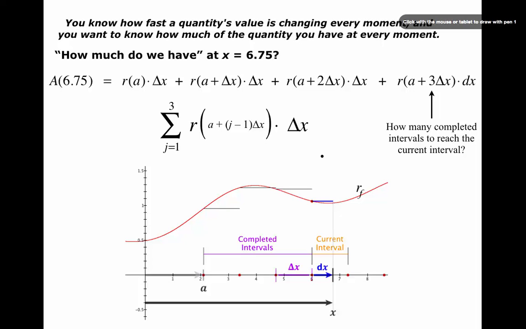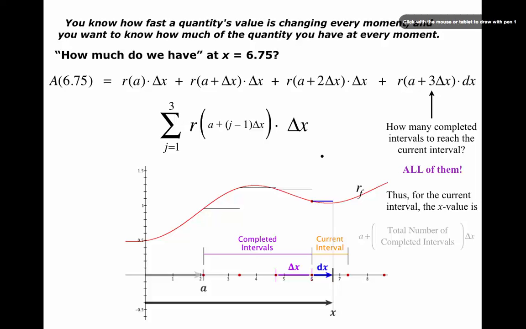And so the question is, how many completed intervals to reach the current interval? 3. And relative to our completed intervals, how many is that? It's all of them, right? So we're just going to get to the left side of the current interval by doing a plus the total number of completed intervals, times delta x. Does that make sense? That will get you to the left side of the current interval.